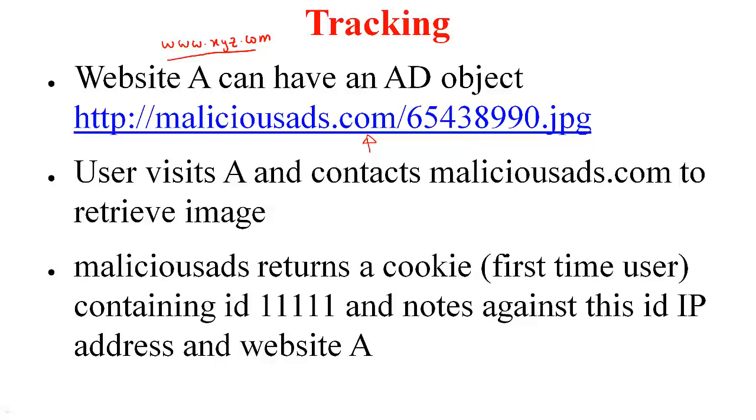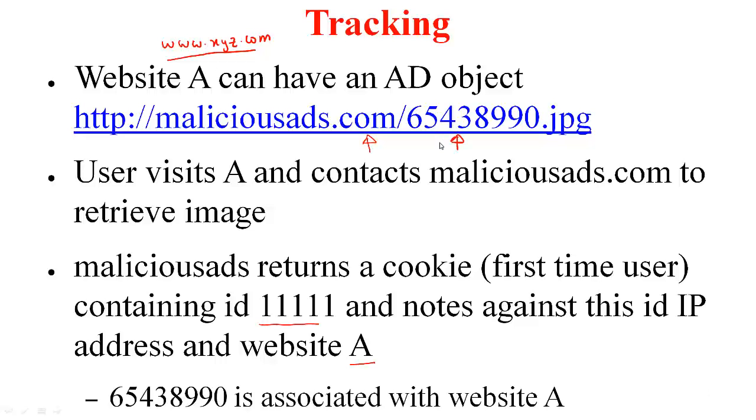Now this particular server, maliciousAds, is then going to return a cookie for first-time users, let's say containing an ID called 1111, and it is also going to note down that this particular ID 1111 has visited web page A. How can it possibly know that this particular user has visited web page A? Well, this particular image that it embeds as part of website A, it is going to give a unique number, and this number always corresponds to website A.